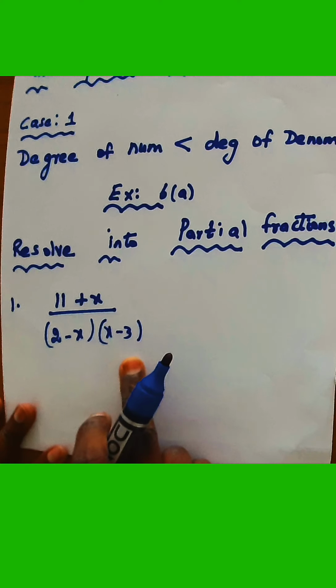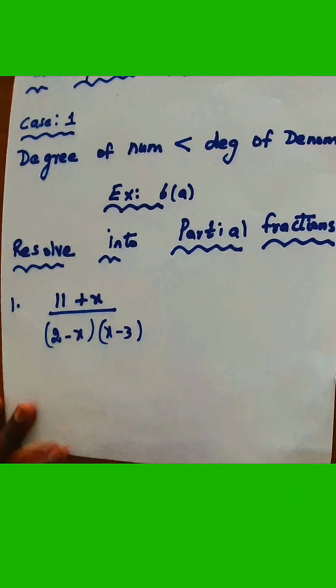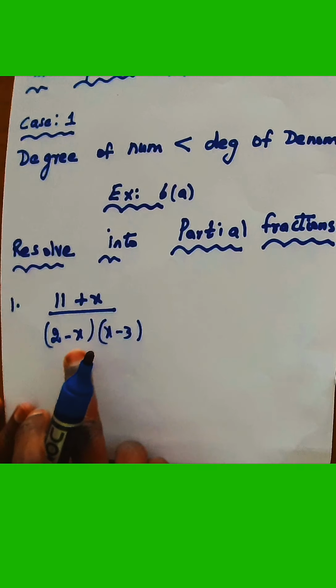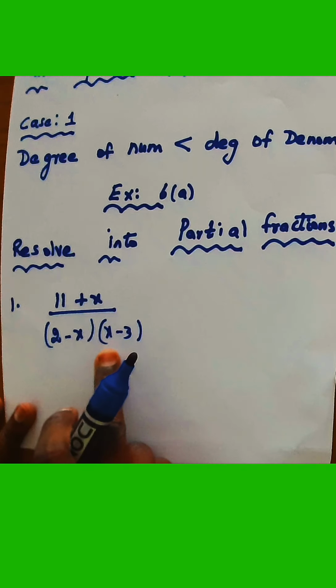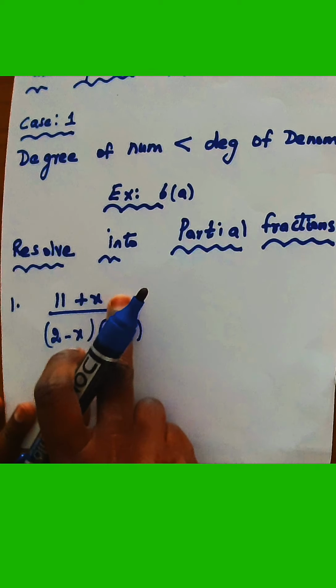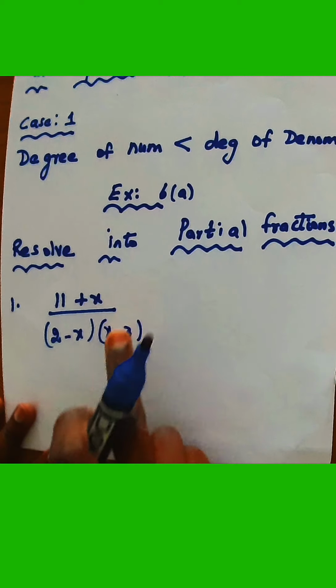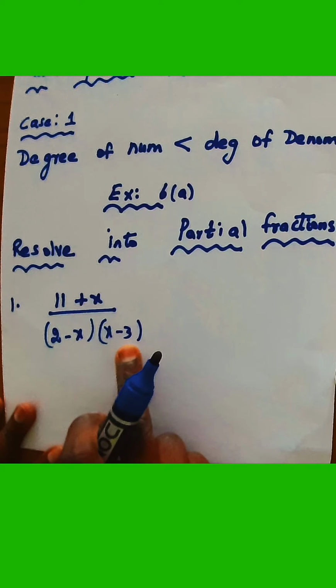It is a proper fraction, because the numerator's highest power is 1, the degree of x is 1. In the denominator, x multiplied by x will give you x square. So the degree of the numerator is less than the degree of the denominator. Numerator power is 1, denominator power is 2. So obviously it is a proper fraction. Now we'll see how we are going to solve it.